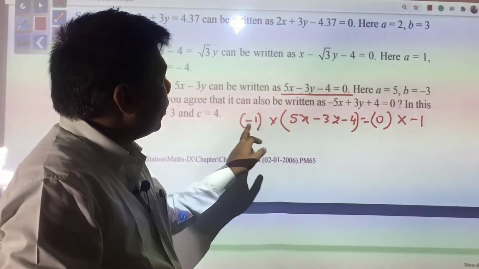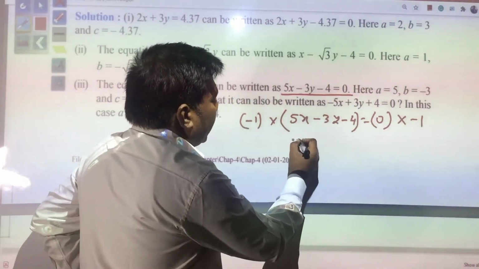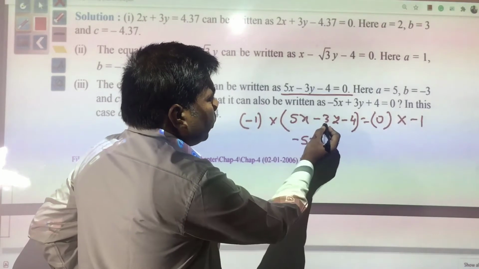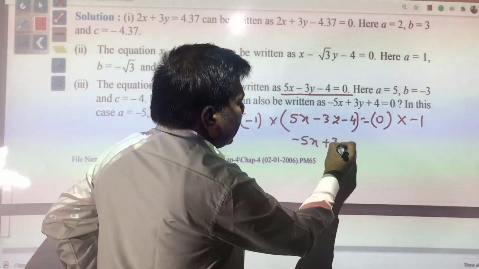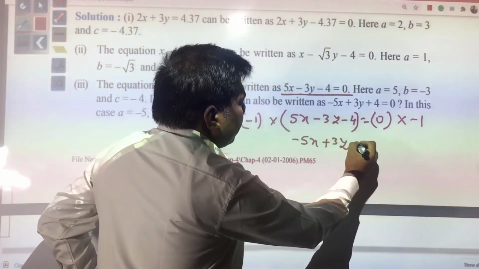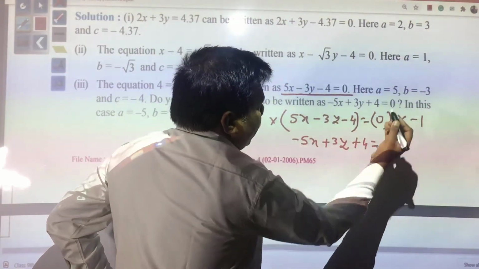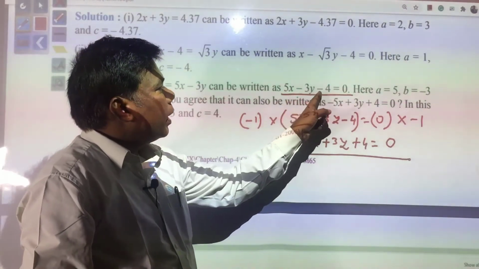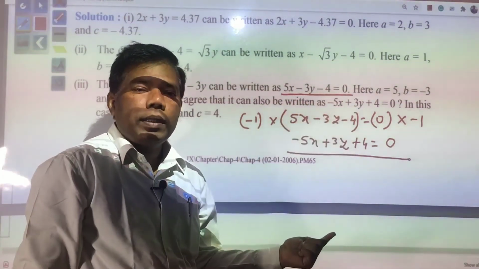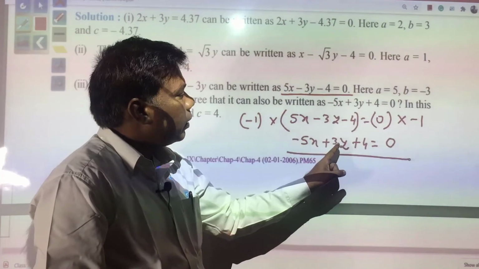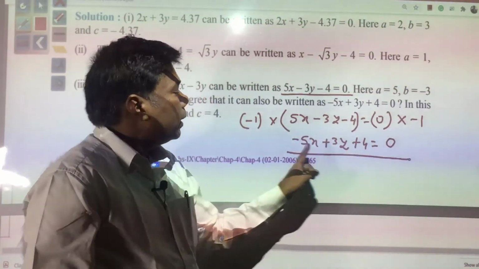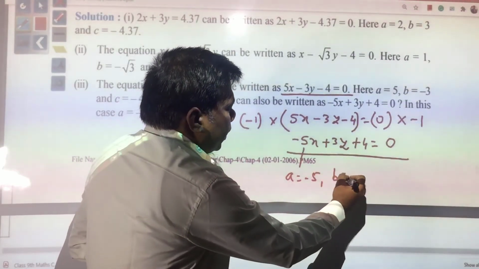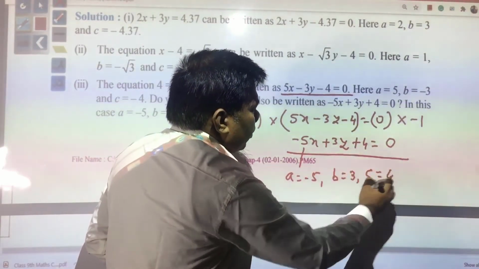So, if you are multiplying, what will you get? You will get minus 5x, minus 1 into minus 3y will become plus 3y, this will become plus 4, and here 0 into minus 1 is equal to 0. So, this equation 5x minus 3y minus 4 is equal to 0 also can be written as minus 5x plus 3y plus 4 is equal to 0, and in this case your a will become minus 5, b will become 3 and c will become 4.